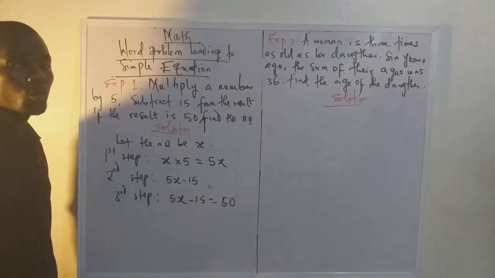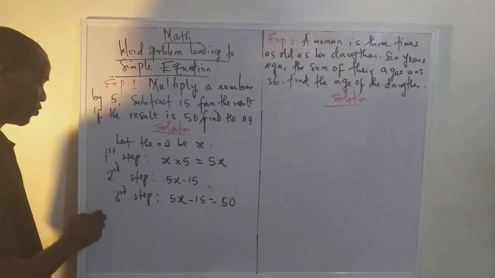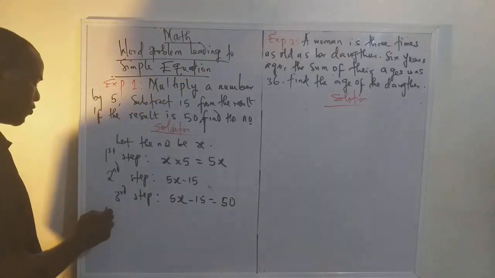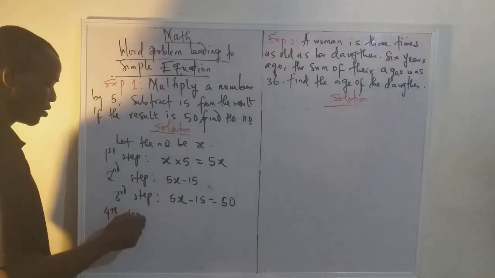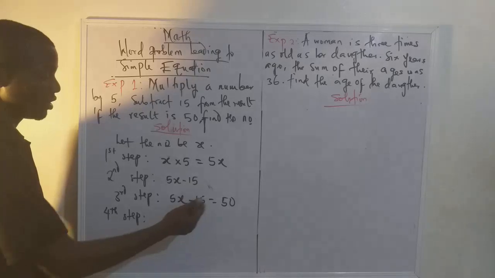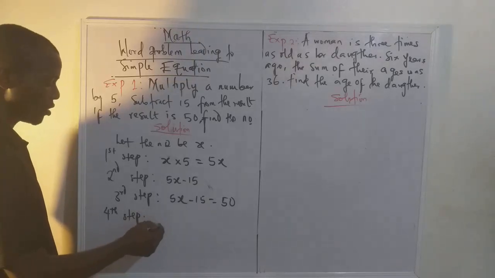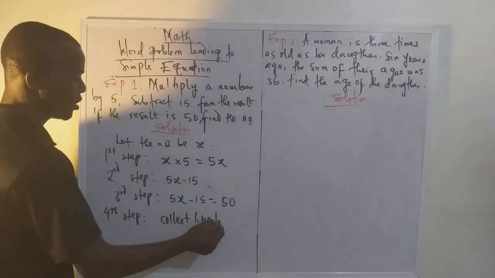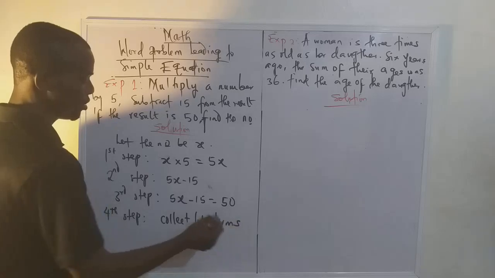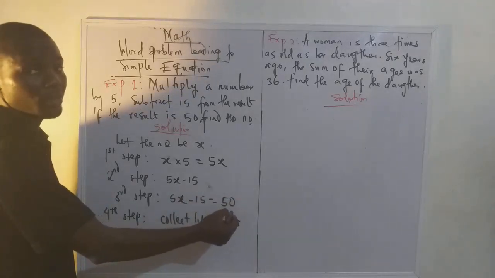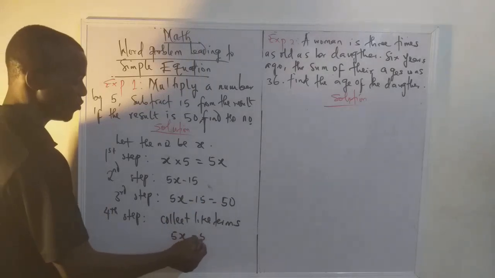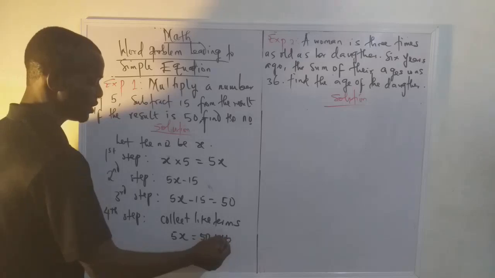Okay, so we solve. Are you getting it? So fourth step is that we solve the equation. We are going to say collect like terms. And when you collect like terms, we are going to have 5x equals to 50 plus 15.